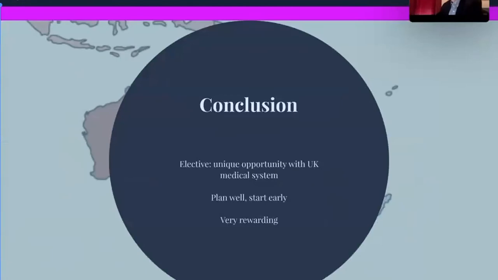So in conclusion, I think in Britain, having that elective 2 months period is in many ways a unique opportunity. I don't think in America you can go and do an externship, and I don't think when you are a medical student, you can go to another medical school during the term time to do research. Certainly in UK, you can plan it well and plan it early. As I said, it took me at least 2 to 3 years to get that Seattle one. I think it's very rewarding professionally, personally.